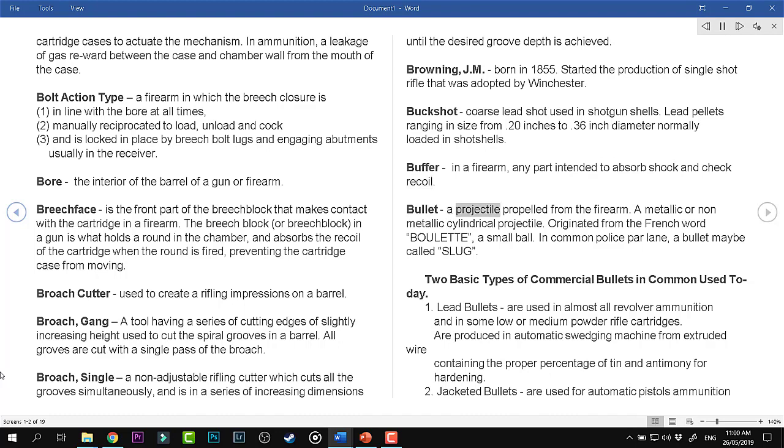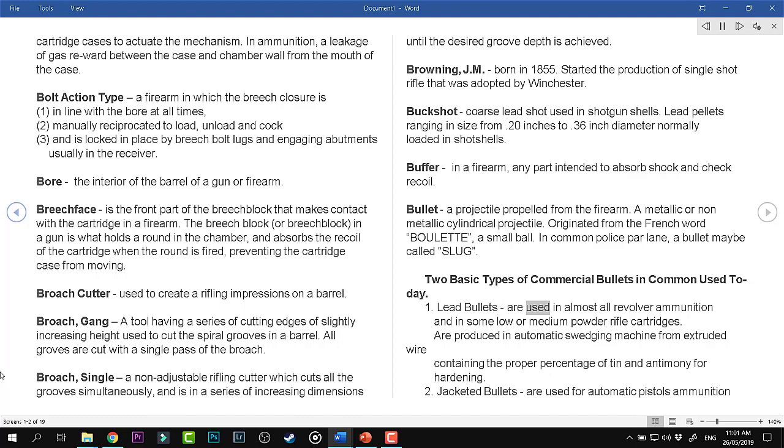Bullet, a projectile propelled from the firearm. A metallic or non-metallic cylindrical projectile. Originated from the French word boulette, a small ball. In common police parlance, a bullet may be called a slug. Two basic types of commercial bullets in common use today.